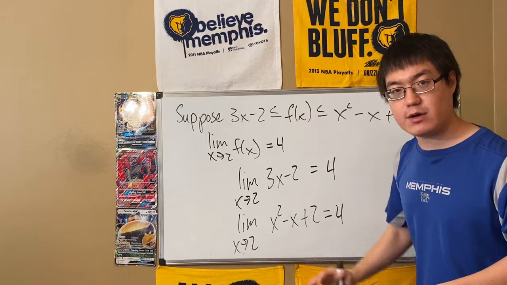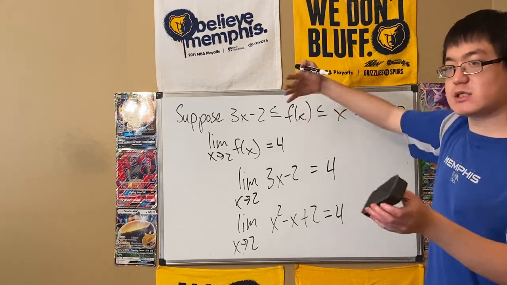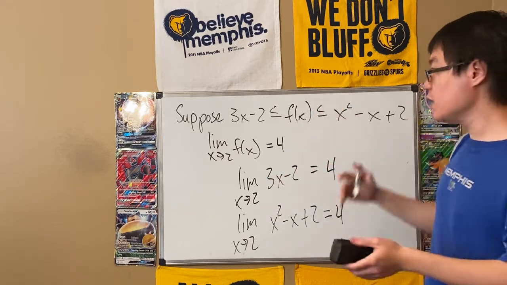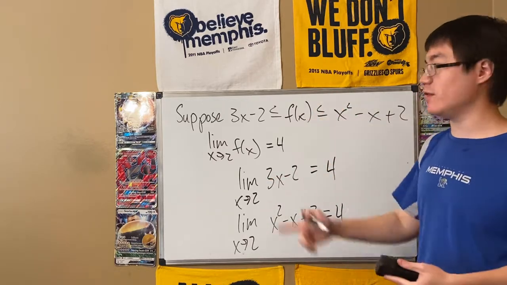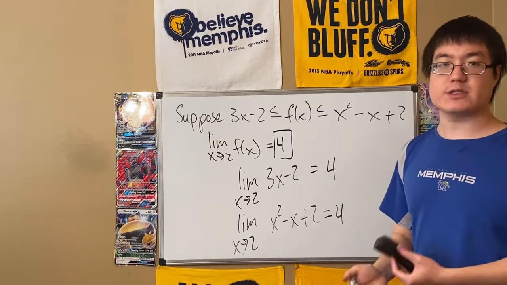And we know that this middle f of x function is in the middle of these two guys, and because they're squeezed at this point, x equals 2, going both towards 4, and because they're in between, it has to be that f of x is also going to 4. So that's that limit. And that's how the squeeze theorem works.